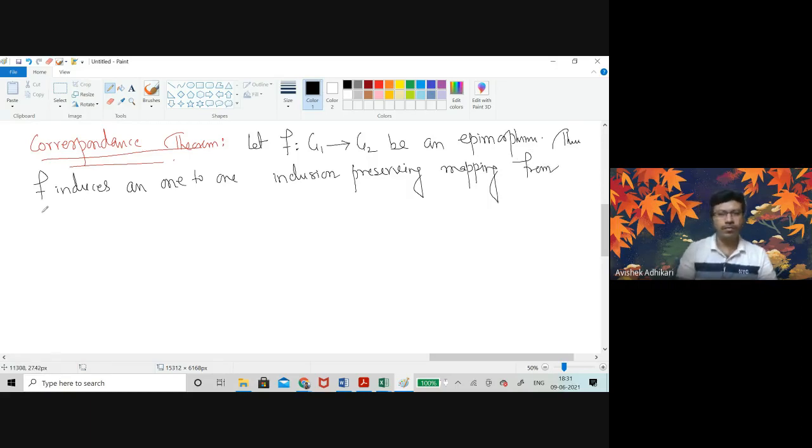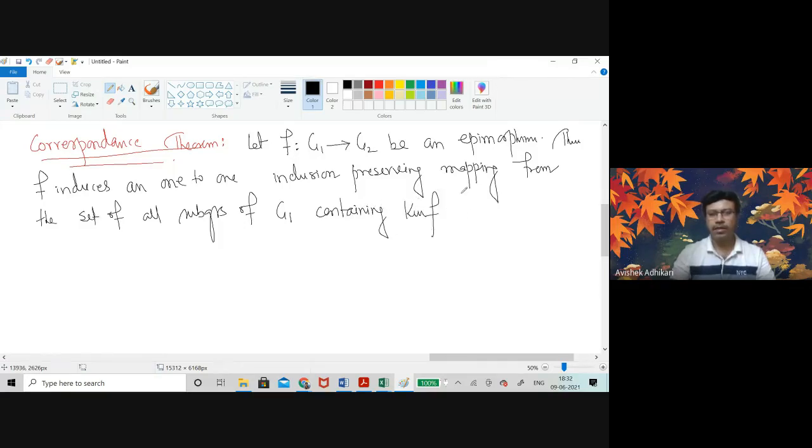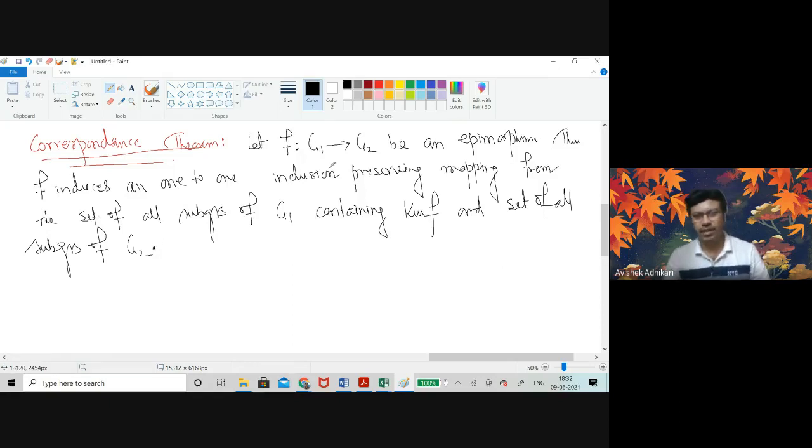Inclusion preserving mapping, the homomorphism mapping from the set of all subgroups of G1 containing ker F and the set of all subgroups of G2. Okay. So what does it mean? It may be a little longer, but it's not very difficult to understand.